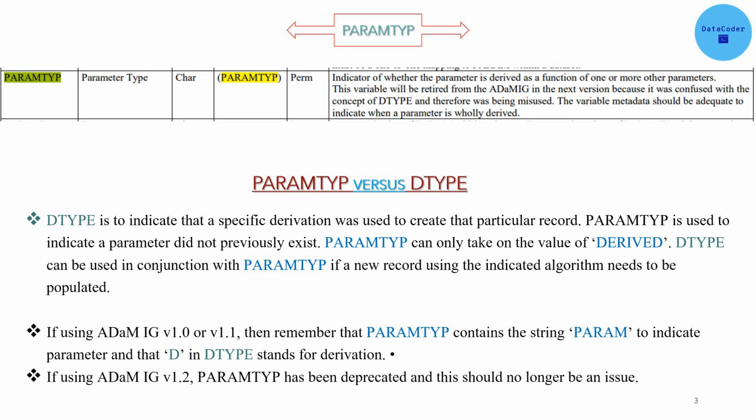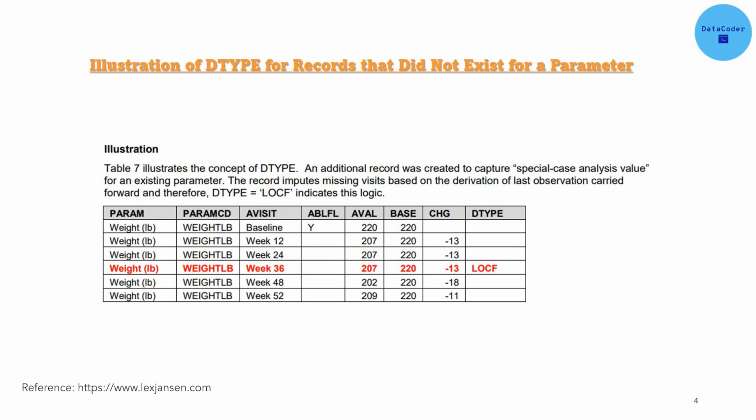So these are the differences between PARAMTYPE and DTYPE. DTYPE is within a parameter, PARAMTYPE is when a new parameter has been derived, and both also can be used together. So let's see some examples. Here in the first case, an illustration of DTYPE for a record that did not exist for a parameter. Okay, so here if you see, there is a parameter weight in LB.